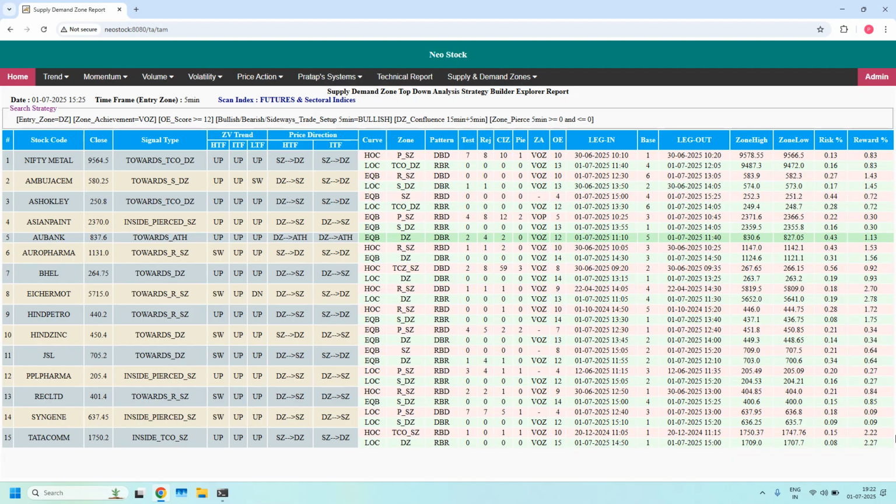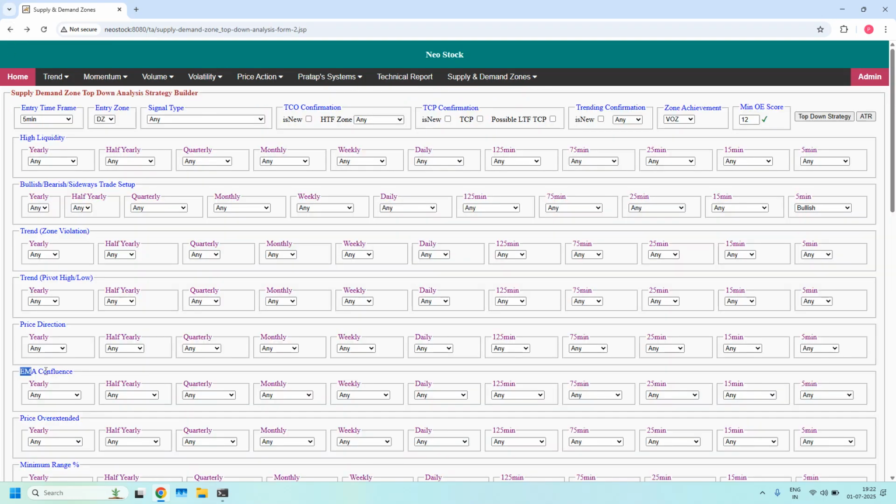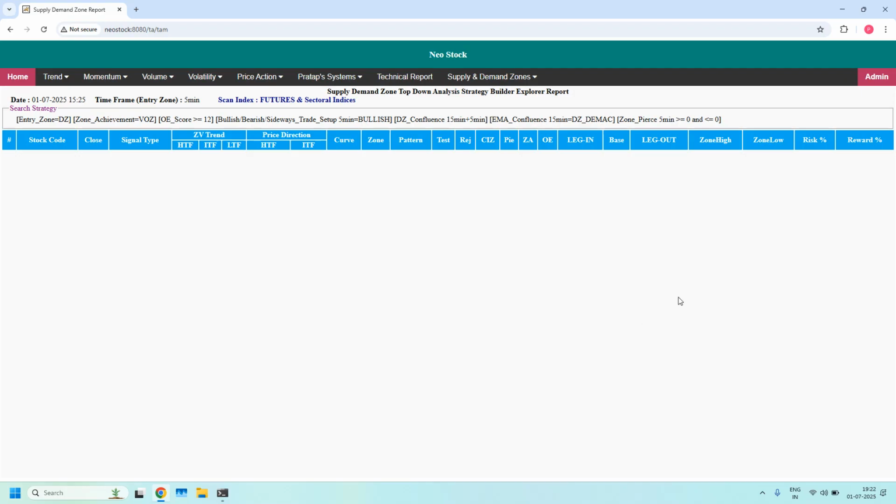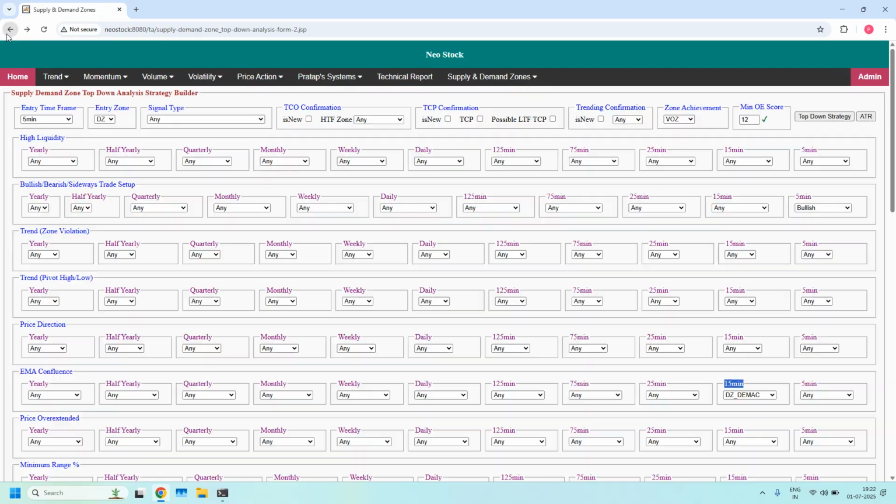5 minutes demand zones overlapped with 15 minutes demand zone. And 15 minutes trend is up. Let us further filter based on 15 minutes demand zone with daily EMA confluence. None of them are having EMA. Okay, next we will look into LTF, ITF, HTF demand zone confluence supported stocks.